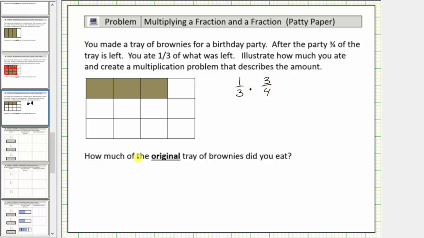The last question is, how much of the original tray of brownies did you eat? Looking back at the original tray of brownies, notice how it's divided into 12 equally sized pieces or parts, 3 of which are shaded, and therefore you ate 3/12 of the original tray of brownies. This also tells us 1/3 times 3/4 equals 3/12.